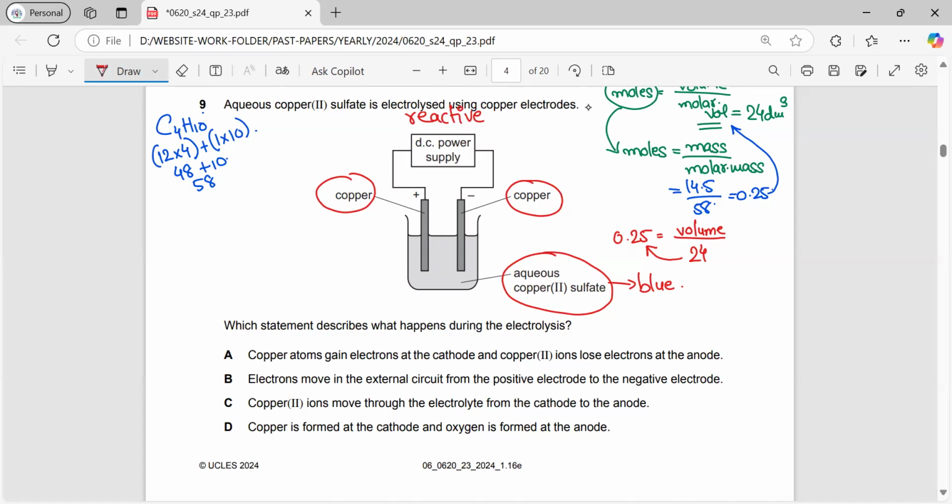So what happens when we pass the electricity? Because the copper atoms are reactive, so they lose their electrons. The copper at the anode start losing its electrons.